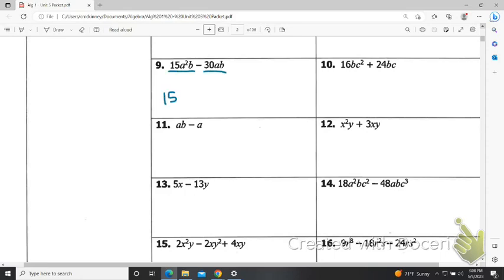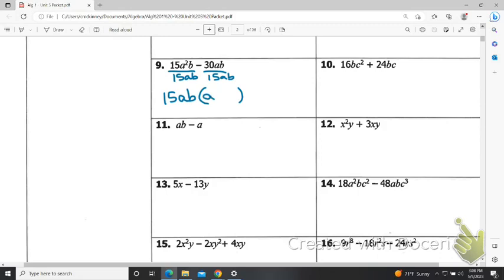Do they both have an A? Indeed they do. First power is the smallest though. Do they both have a B? Indeed they do. So 15AB is my greatest common factor. So both terms will get divided by that to find out what our other factor is inside the parenthesis. So 15 divided by 15 is 1, and then I still have A.